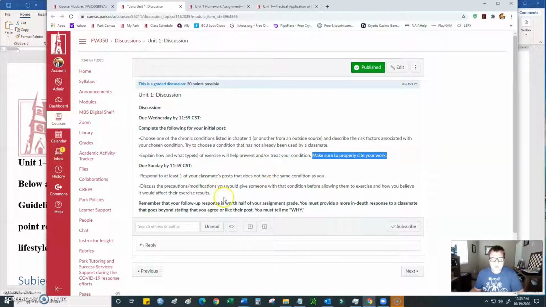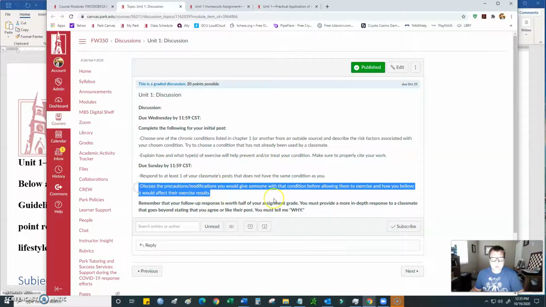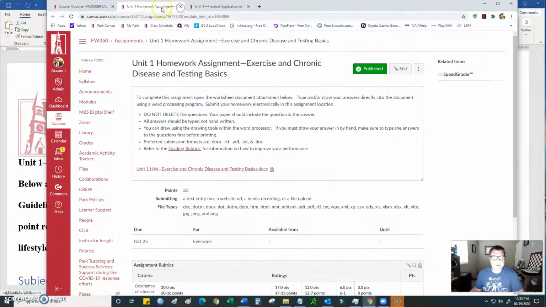And then you want to respond to someone else's post with a different condition other than yours, and say what any kind of precautions or modifications you would make to that. So pretty straightforward for the discussion.